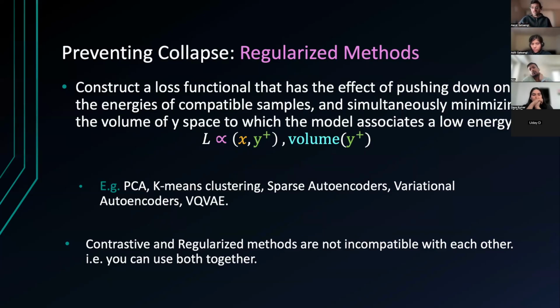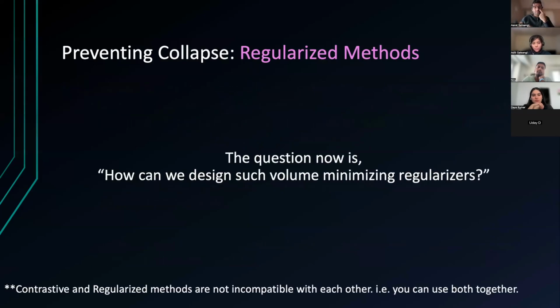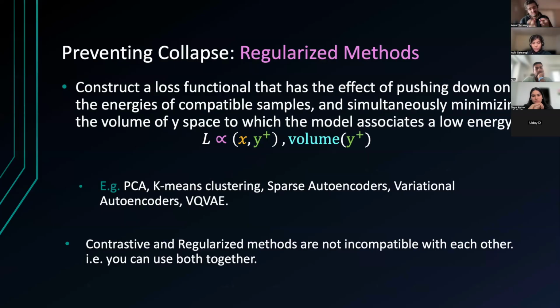Just to mention, contrastive and regularized methods are not incompatible with each other, that is, you can use both together, but I don't think you will need to. So the question now becomes, how can we design such a volume minimizing regularizer? Because we already know minimizing the energy of x and y plus is easy. But how do you get a regularization term that can minimize the volume of y plus?